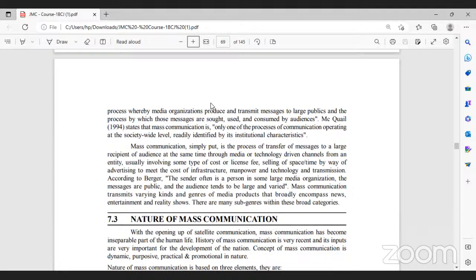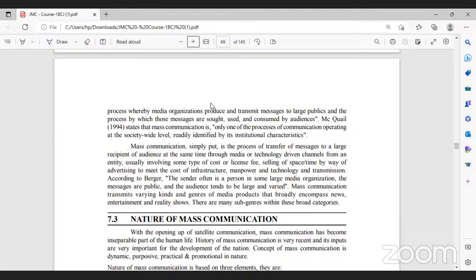So according to Berger, he is trying to explain that the sender is often a person in some large media organization, and the messages are meant for the public, and open to the public, and definitely the audience who are receiving are large and varied groups. So mass communication transmits varying kinds and genres of media product that broadly encompasses news, entertainment, and reality shows.